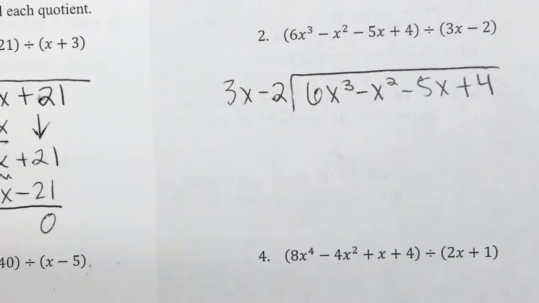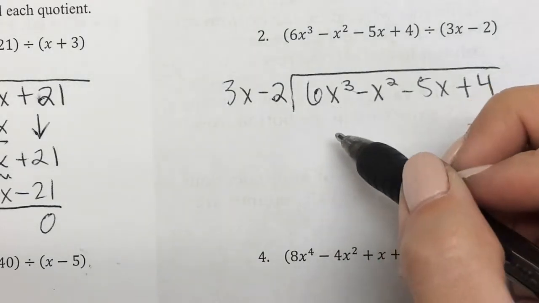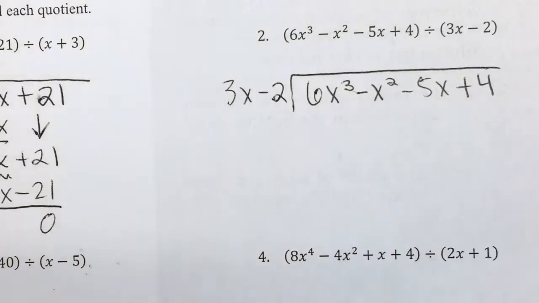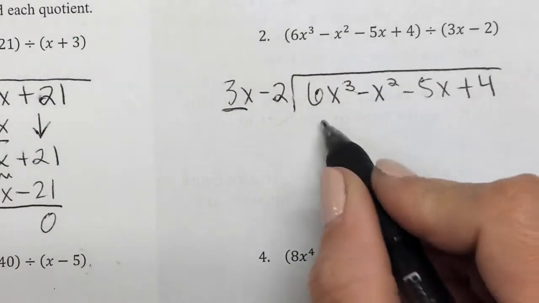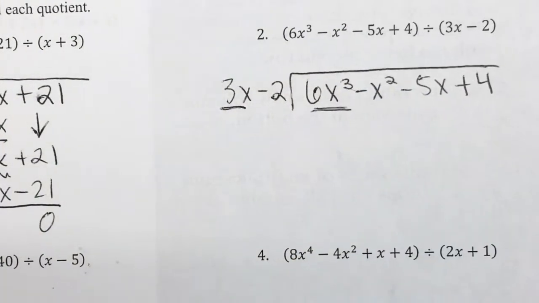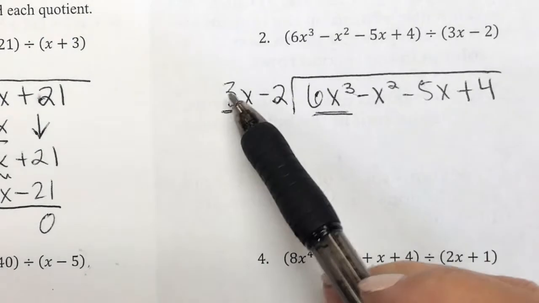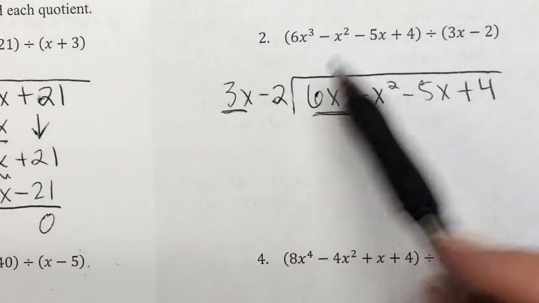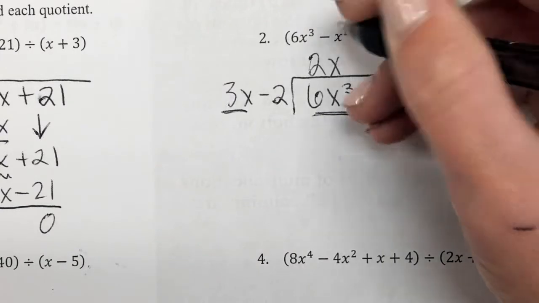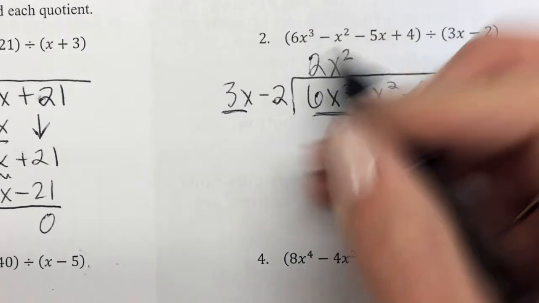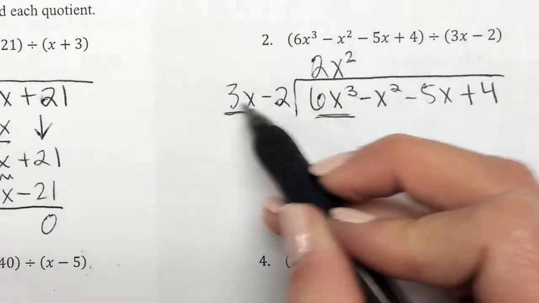Alright. Katie, tell me the only 2 terms I'm focused on right now. 6x cubed plus 3x minus... I'm only looking at what 2 terms? 3x and what? Good, just the first 2. Alright, Darren, what do I have to multiply this 3x by to get 6x cubed? 2x squared. Good, because you have to subtract the exponents, remember?